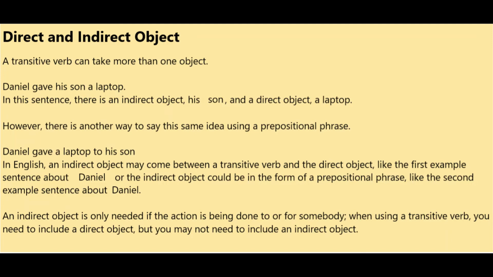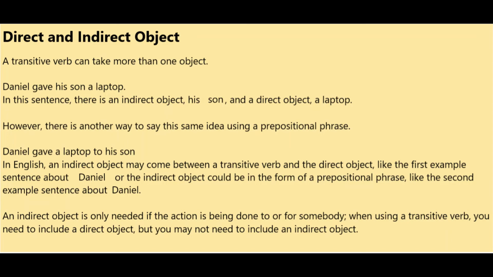Because how you can identify, you can make it using a prepositional phrase. You can add a preposition in this sentence and change it. Daniel gave a laptop to his son. So whichever you can change with a preposition is the indirect object. To his son is the indirect object and laptop is the direct object. So what I mean is that transitive verbs sometimes have two objects. One will be the direct object and another one will be the indirect object.